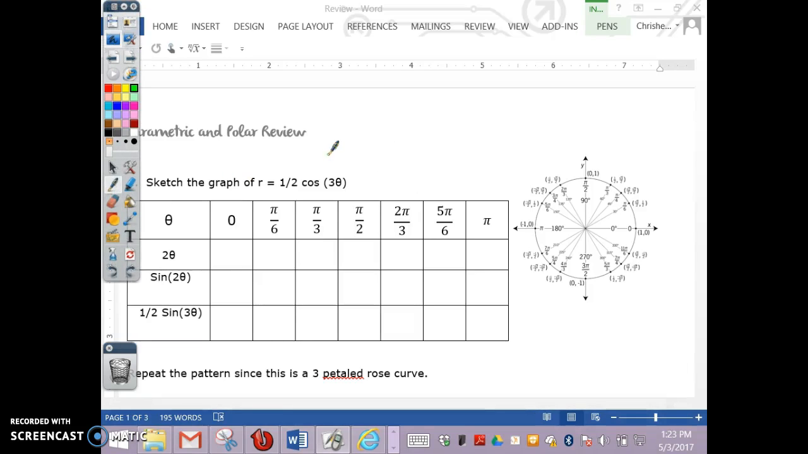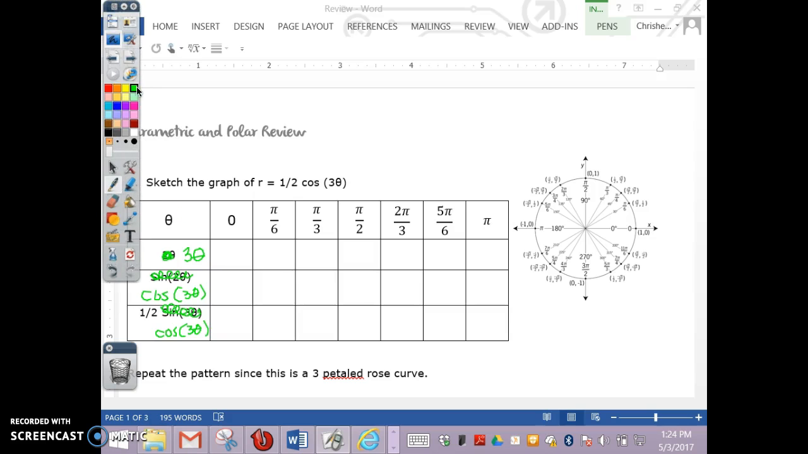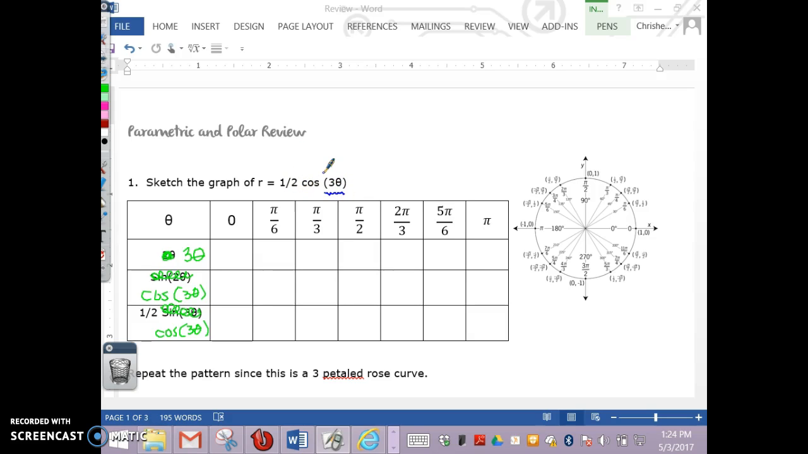So the first thing that we're going to do is sketch the graph of r equals half cosine of 3 theta. When I made this table, I just wasn't paying very much attention. So 3 theta, and then we're going to do cosine of 3 theta, and then we're going to do half cosine of 3 theta. Okay, so when you're evaluating, we are working from the inside out. So we're doing this part first, then we'll do cosine, then we'll do the half.